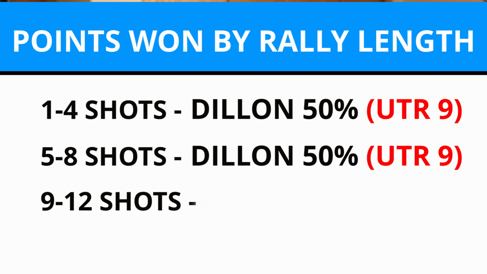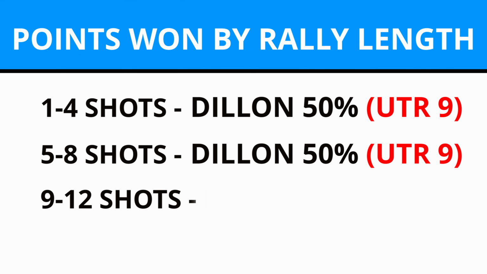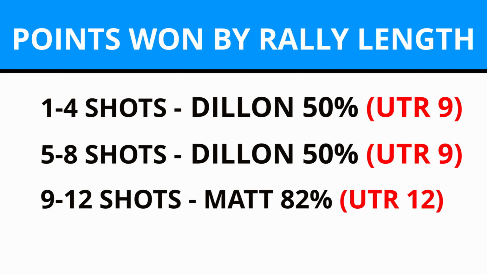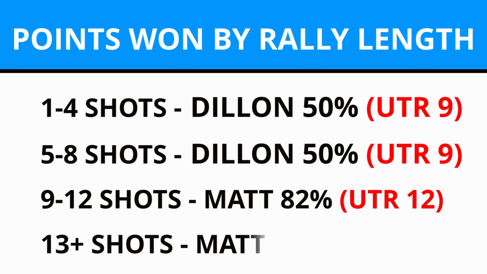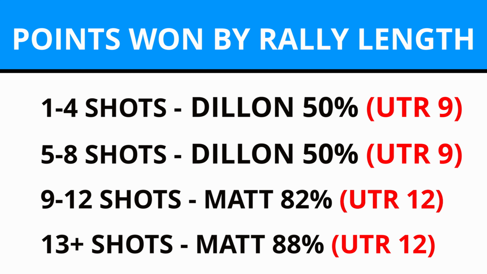And you're talking about 2 players separated by 3 points of UTR. It's a lot. So you might ask yourself, where was the separation? Well, the separation was in 9 to 12 shot points. Matthew won 9 out of 11, 82%. And then it was also 13 plus shot points. Matthew won 7 out of 8 of those, 88%. So Matthew won 16 out of 19 points once we went 9 shots or more.